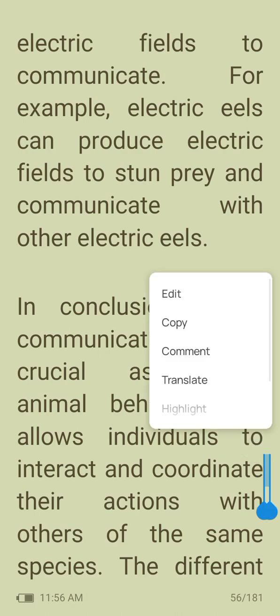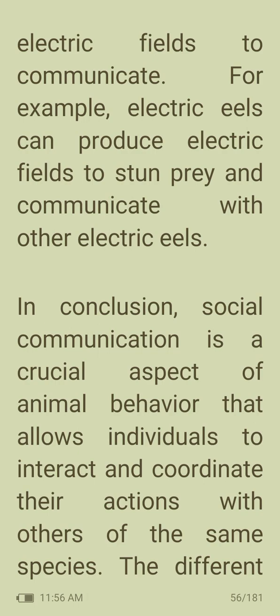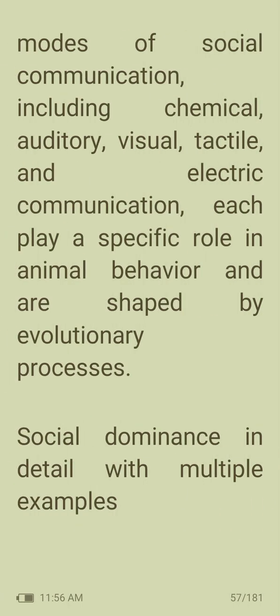In conclusion, social communication is a crucial aspect of animal behavior that allows individuals to interact and coordinate their actions with others of the same species. The different modes of social communication, including chemical, auditory, visual, tactile, and electric communication, each play a special and specific role in animal behavior and are shaped by evolutionary processes.